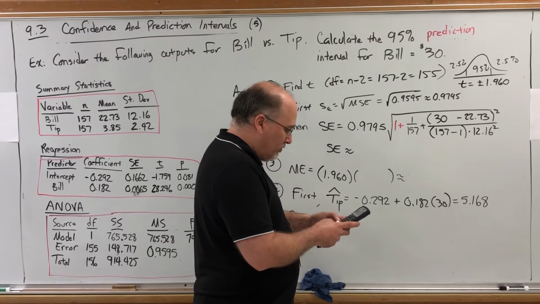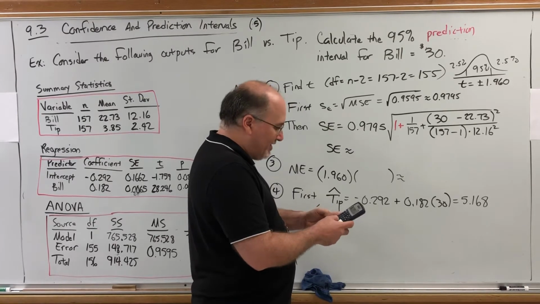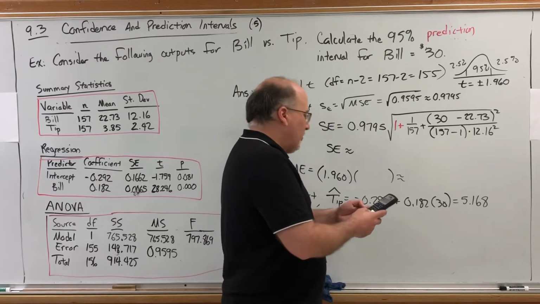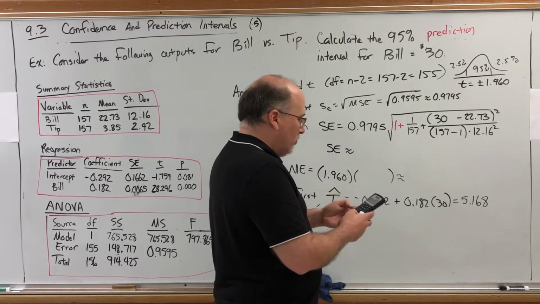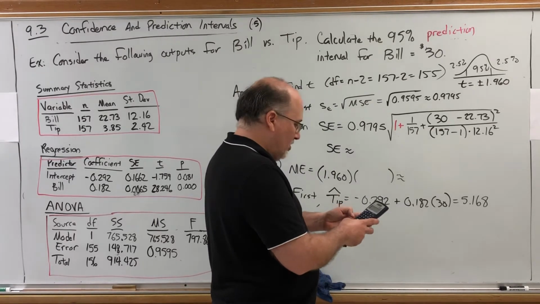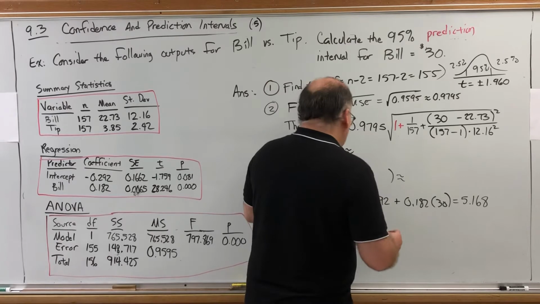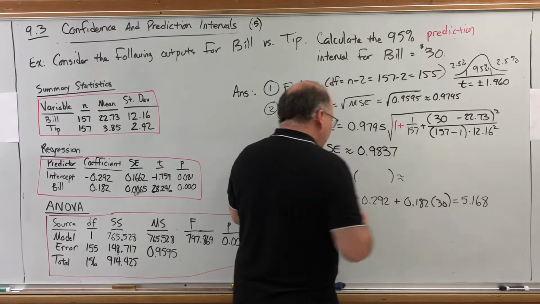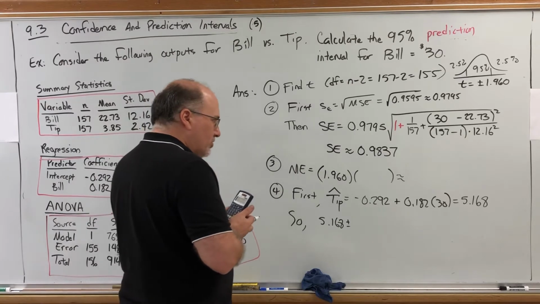Parentheses 30 minus 22.73 close parentheses squared divided by parentheses 156 times 12.16 squared close parentheses equals. Now I'm going to add 1 divided by 157 equals. Now I'm going to add 1 equals, now I'm going to square root that, equals, and now I'm going to multiply it times 0.9795 equals. And I get 0.9837. I don't remember what the previous standard error was, but I know it was noticeably smaller than that.